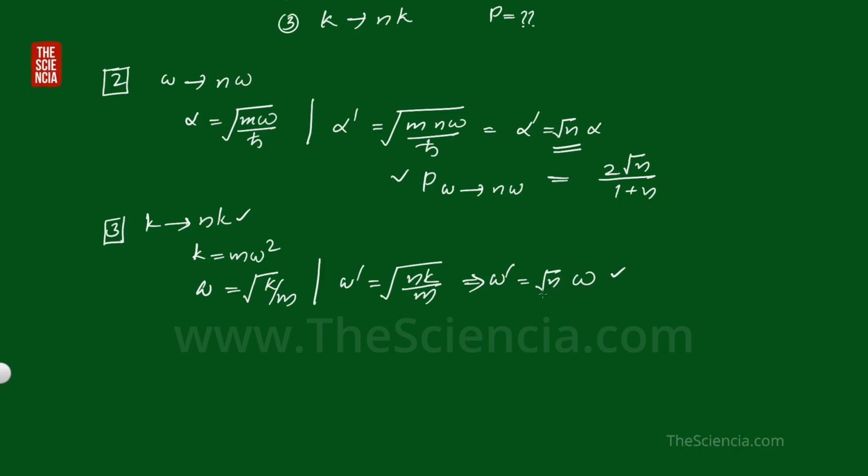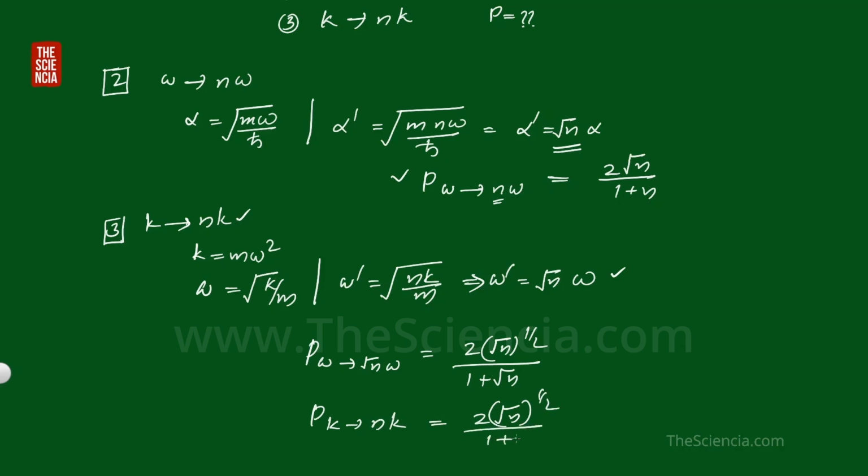So we have to substitute this root n in this expression. When it is changed to n omega, it becomes 2 root n by 1 plus n. So when omega changes to root n omega, the expression will be 2 root n all raised to 1 by 2, over 1 plus root n. Right, this change is nothing but k changing to nk. That is, we got 2 root n all raised to 1 by 2, over 1 plus root n.